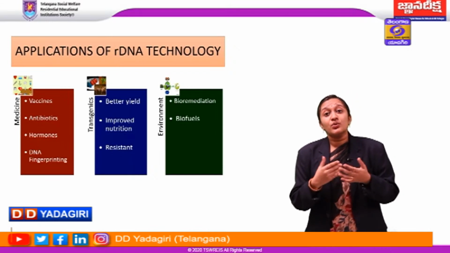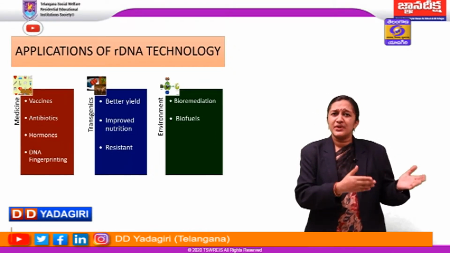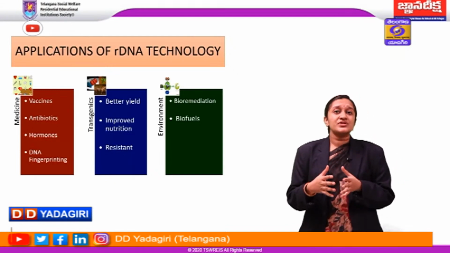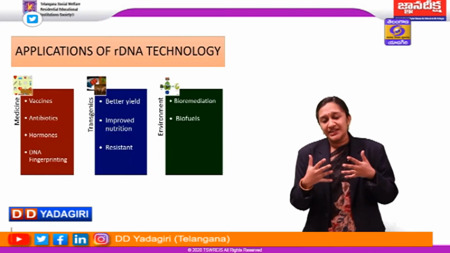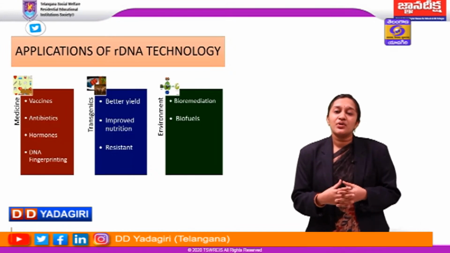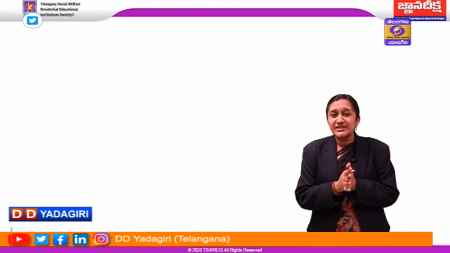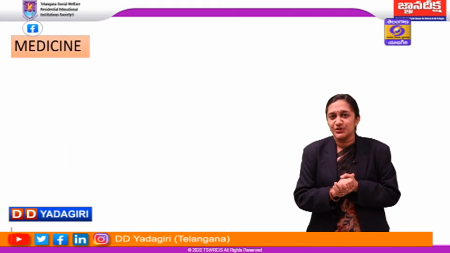Recombinant DNA technology also brought improvement not only in plants and animals, but also in microorganisms, which are used in making the environment clean by a process called bioremediation. Now, let's look at some of the examples in particular.